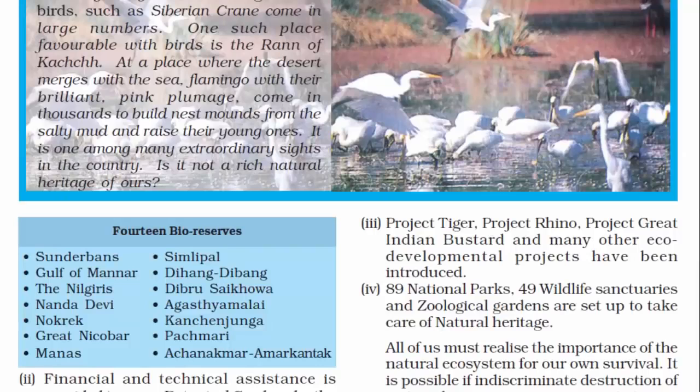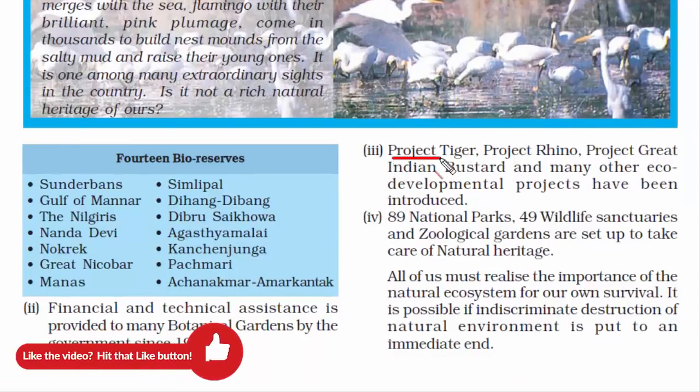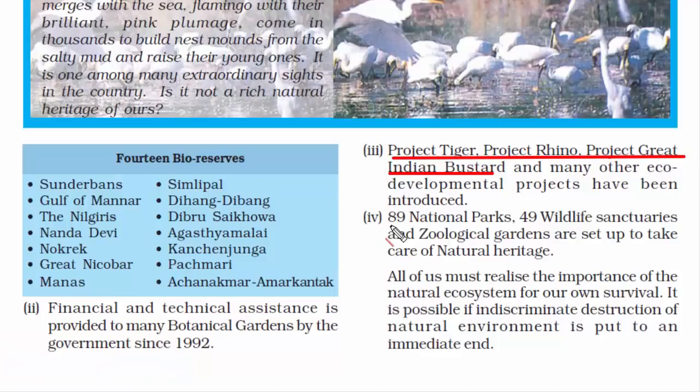So these are the 14 biosphere reserves that have been set up in the country to protect the flora and fauna. Just go through that map section again and again and it will be pretty clear to you. So some projects such as Project Tiger, Project Rhino and Project Great Indian Bustard have been set up by the Government of India for protecting these animals. And then we also have 89 national parks and 49 wildlife sanctuaries and zoological gardens that take care of our natural heritage. And with this we have come to the end of this chapter.